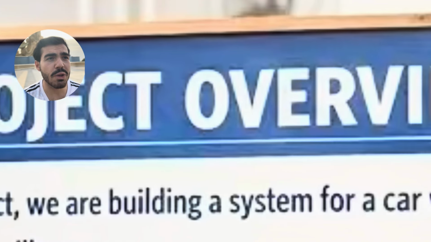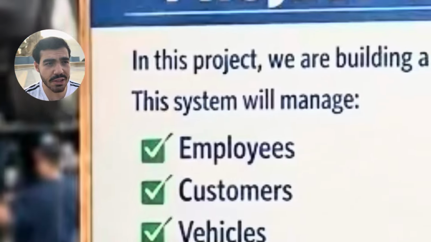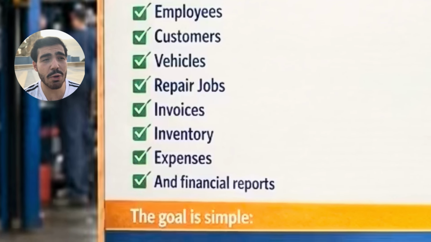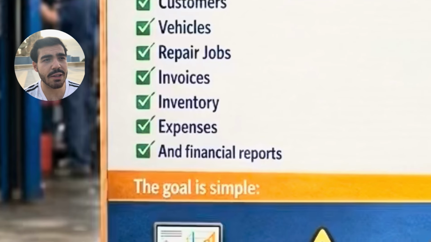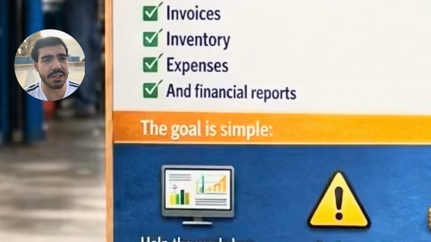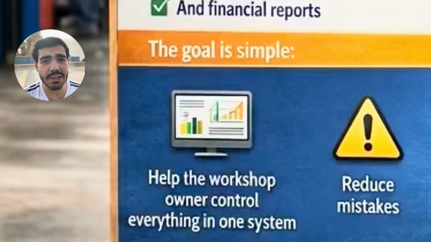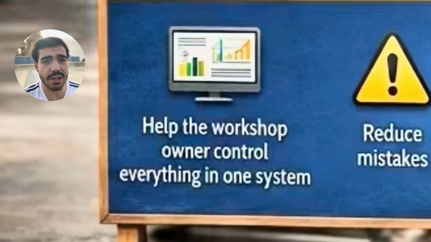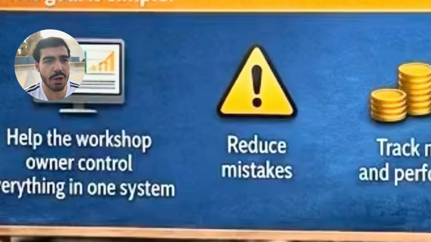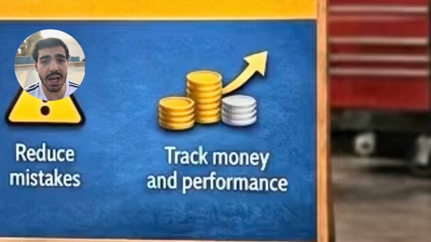In this project, we are building a system for a car workshop. These are the main objects I have in my project: employees, customers, vehicles, repair jobs, invoices, inventory, expenses, and financial reports. This project has a lot of goals. Let's see a few of them: help the workshop owner control everything in one system, reduce mistakes, track money and performance.